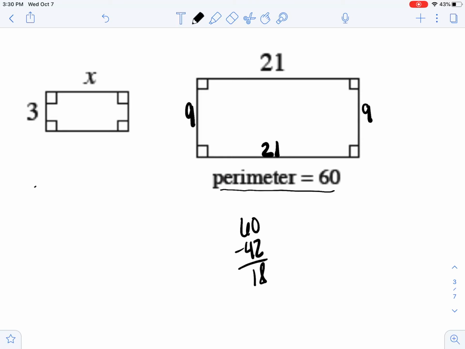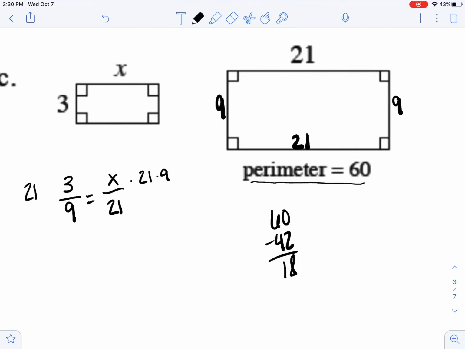Then I'm going to compare 3 is to 9 as x is to 21. And I'm going to multiply both sides by 21 times 9 and 21 times 9. My 21s are going to cancel, my 9s are going to cancel, leaving me with 63 equals 9x. So I'm going to get x equals 7.